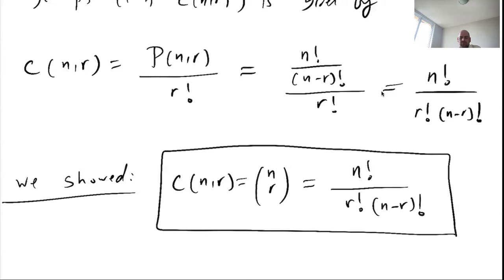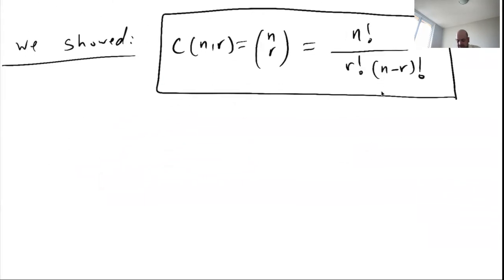So it's a similar formula to P(n,r). The only difference is that it's divided by r factorial. So instead of n factorial over (n minus r) factorial, here we have n factorial over r factorial times (n minus r) factorial. So let's look at an example.